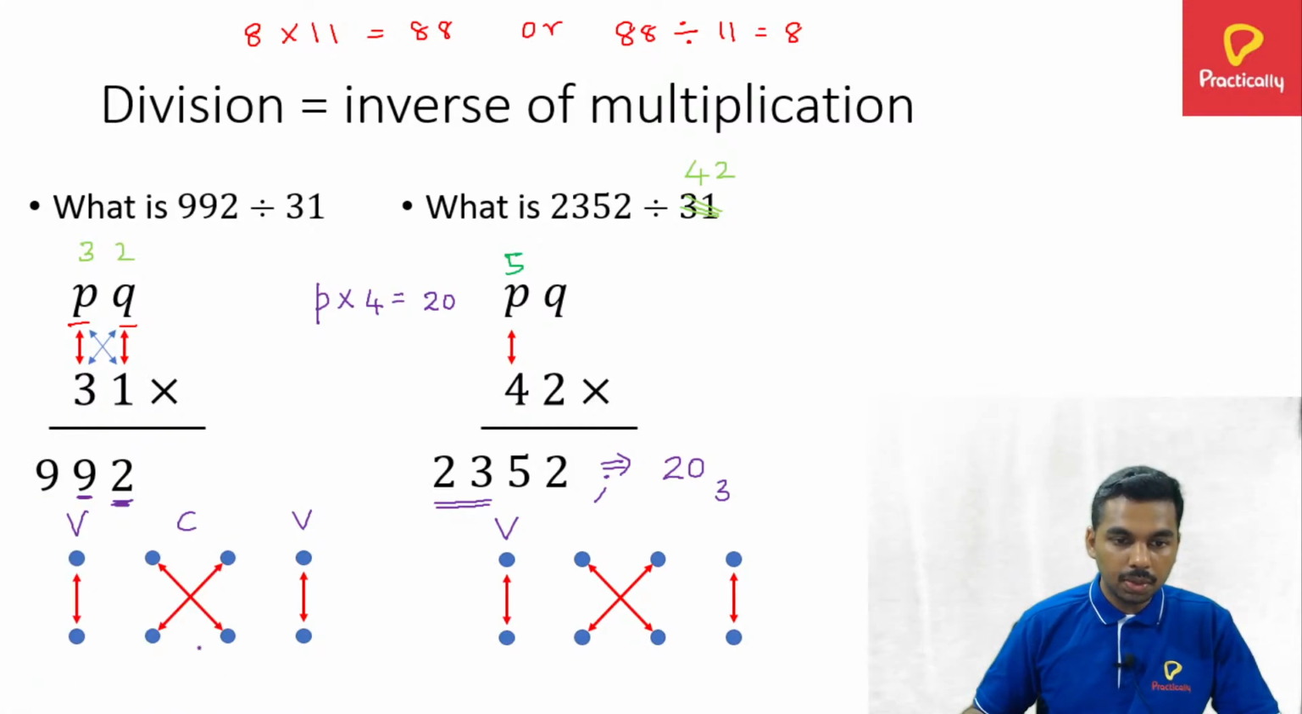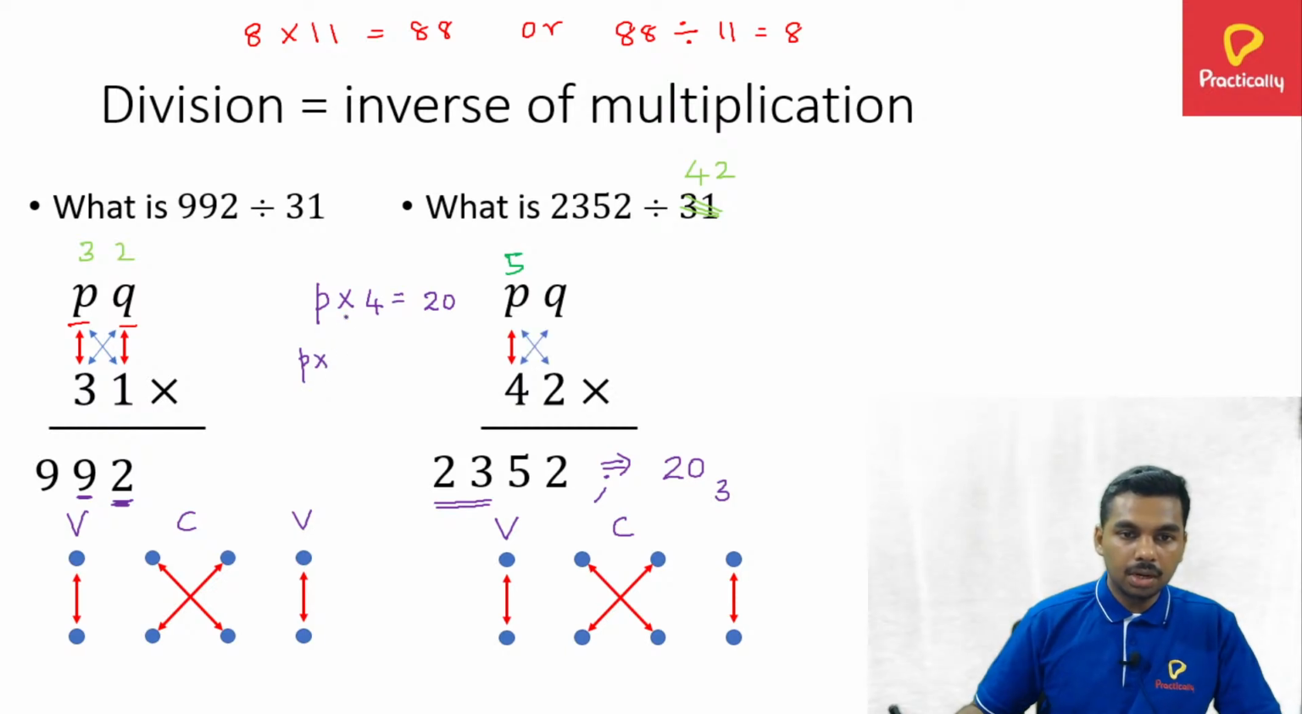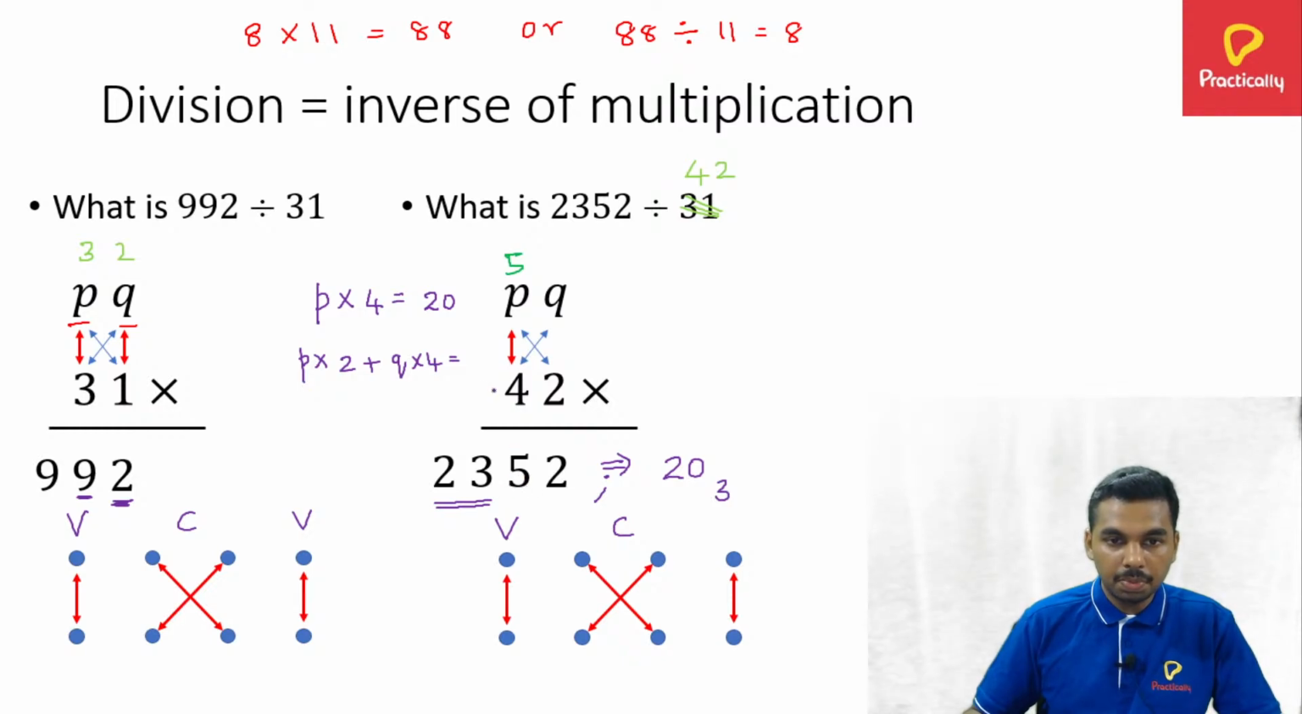And let's continue with the crosswise step. The second step is crosswise or crisscross. The crisscross step is P multiplied by 2 plus Q multiplied by 4 should give an answer. Now the answer should be 35, or it should be less than 35. Since we are multiplying some number by 2 and some other number by 4, the answer should be an even number. So which is the closest even number less than 35? It is 34. So we will put the answer as 34 there.